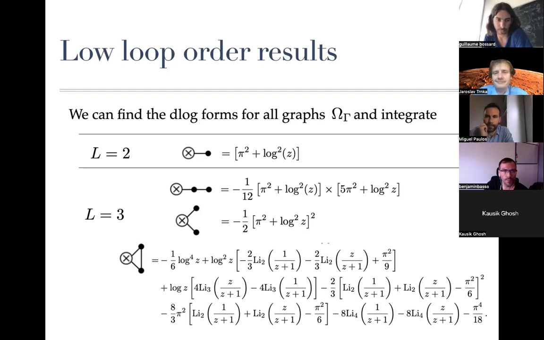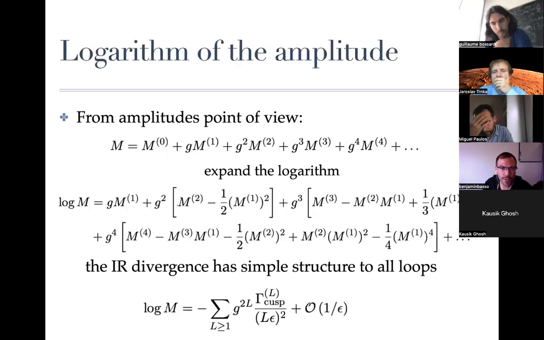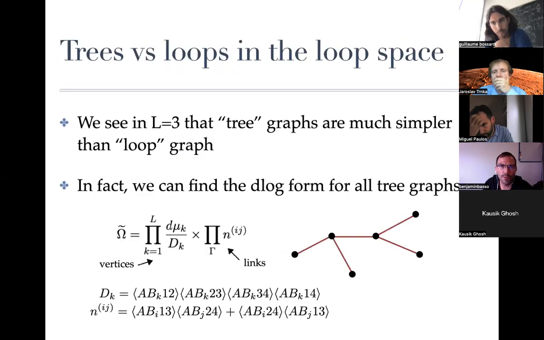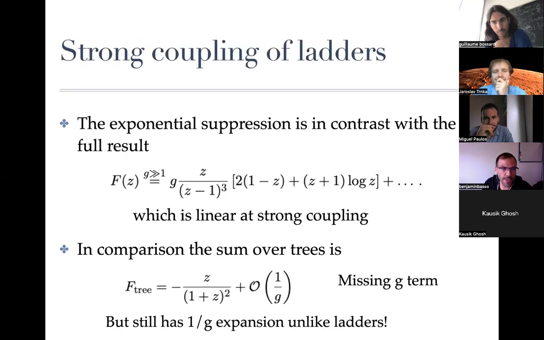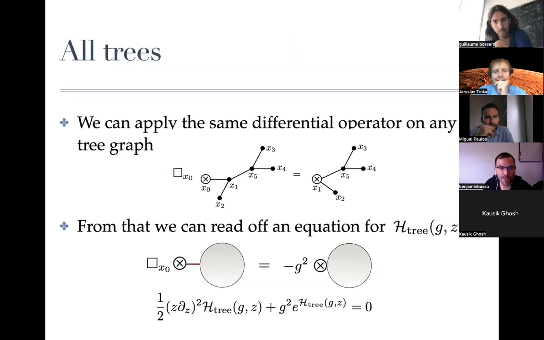I have a question. Sorry, there is one thing I did not understand. You say that if you resum the ladders and the trees, you get a result at strong coupling which is of order 1, not g. Correct? Yes. Nonetheless, you get a gamma cusp, this gamma cusp tree approximation or gamma cusp ladder, which scales like g. So how do you get something that scales like g out of something that is of order 1?